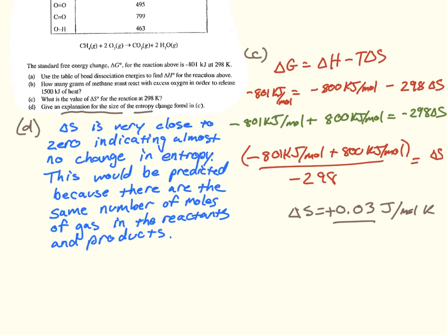So here's the description I came up with. Delta S is very close to zero, indicating almost no change in entropy. So I think definitely citing this value is important, and then what did we see up here that would provide evidence for that? So this would be predicted because there are the same number of moles of gas in the reactants and products. So we talked about the reaction a little bit and compared it to that. I think nice and short on this one, shouldn't require much more than that. There are other ways to say it, of course, but making sure that you're talking about this value and you're talking about the reaction.